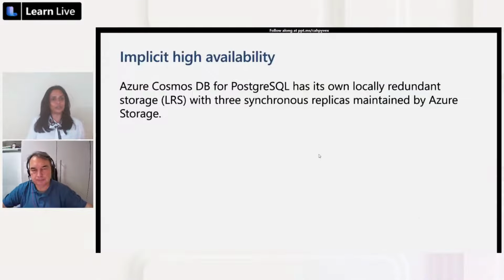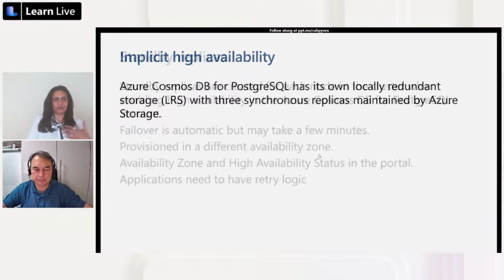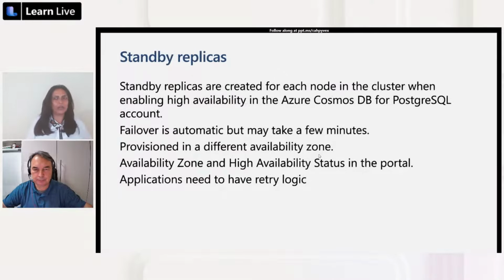But we also give you the option of having high availability at all levels for your application. So what does that mean? What it means is that you are going to have a complete replica of your primary. If I have a coordinator node with 2 worker nodes, you're going to have the same standby with a standby coordinator node and 2 worker nodes, so that in case one of the nodes goes down, automatically it will move over to the standby replica. So that's an automatic failover.